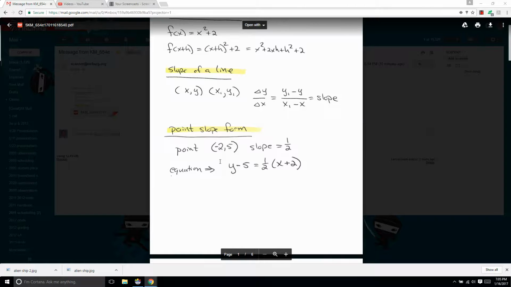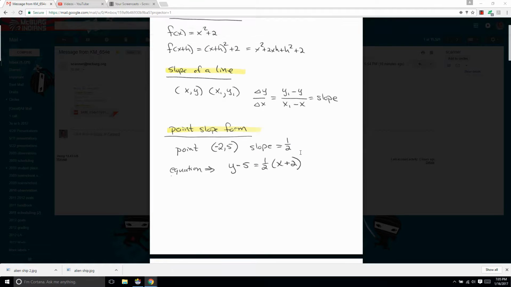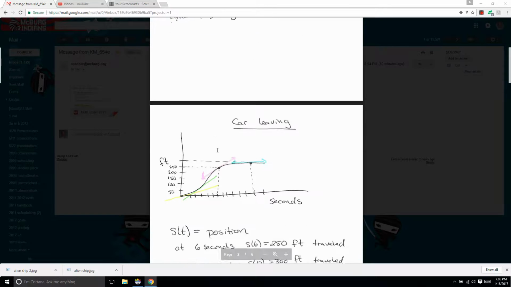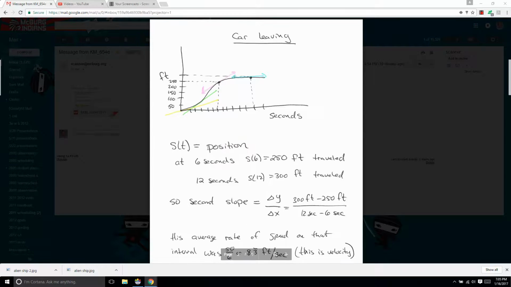So point slope form, if I have a point at negative 2, 5 and a slope of a half, I take the variable y minus the y value equals slope times the variable x minus the x value. Now notice this is positive, it's positive 2 down here because I subtracted a negative is what was going on. So let's talk about what's happening in this picture.